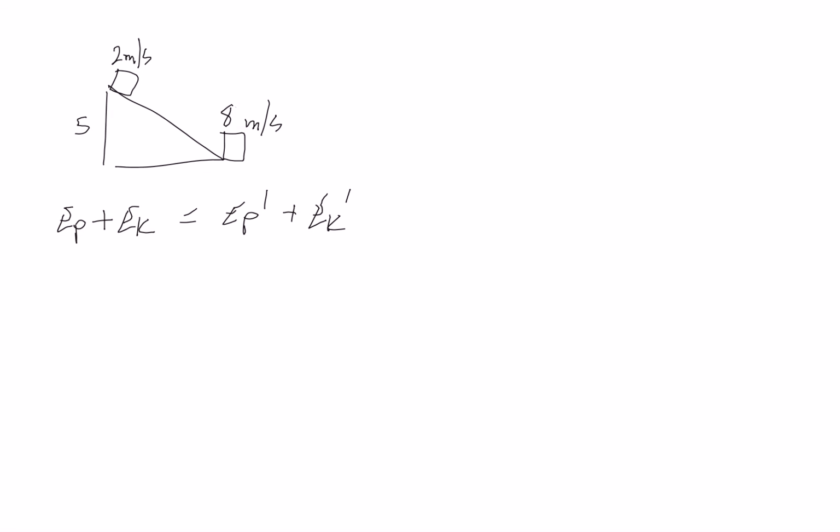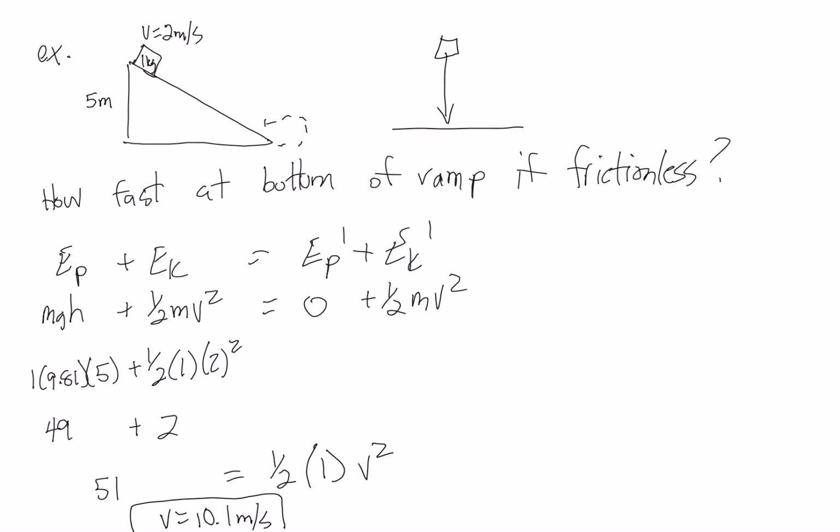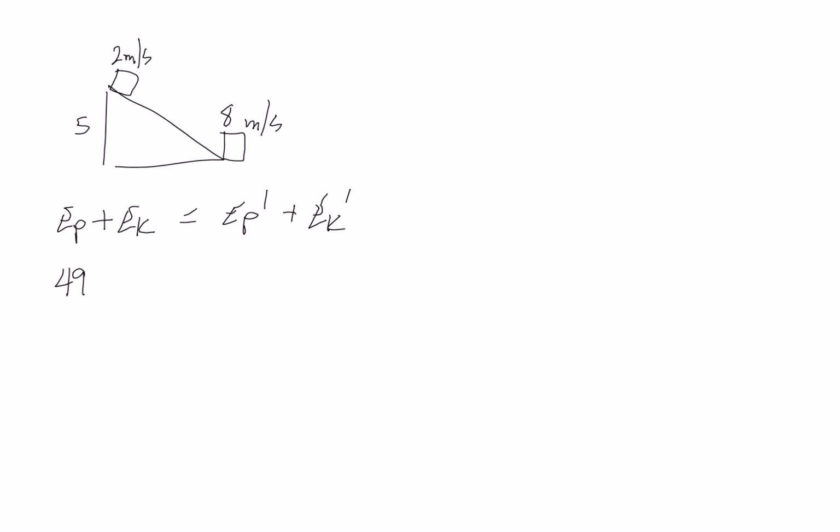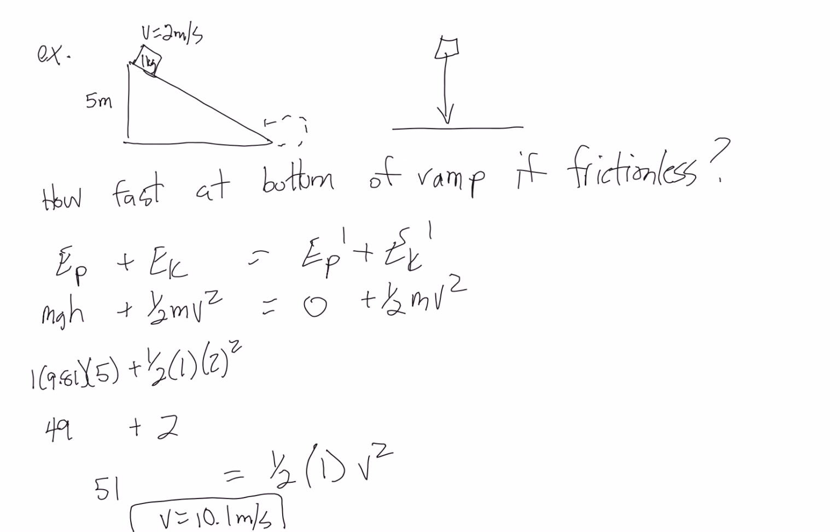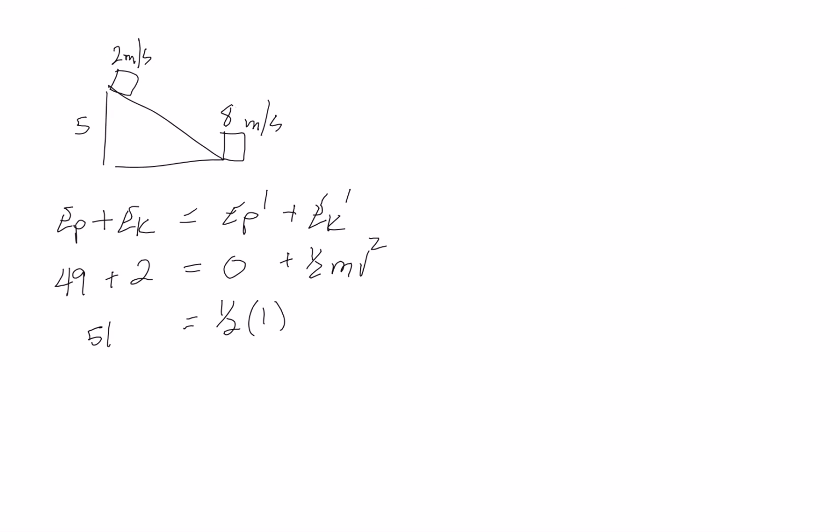So at the beginning, let me just go back and look at the numbers again. We had 49 and 2. So we had a potential of 49, we had a kinetic of 2. We have a potential of 0 at the bottom, but now we know it's moving at 8, so we can actually figure that out. So we'd have 51 on the one side, and on the other side we'd have 1/2 times our mass, 1 kilogram if I remember right, times our velocity of 8 squared this time. So 8 times 8 is 64, times 1/2 is 32. So in this case, we started with 51 joules of energy, but now we know it's ending at a speed of 8, so that means it's only going to have 32 joules of energy at the bottom.